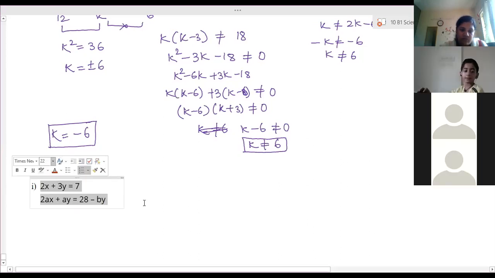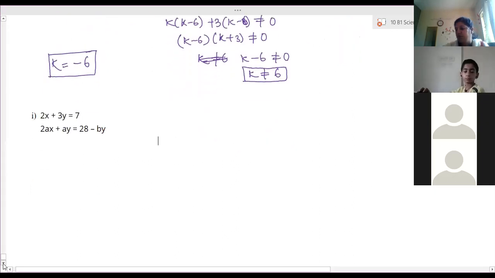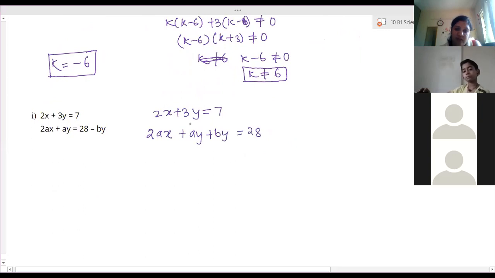No, I got the right answer. I think y should not be in the question in the second part. 2x plus 3y is equal to 7. 2ax plus ay plus by is equal to 28. So 2ax plus (a plus b) into y is equal to 28.